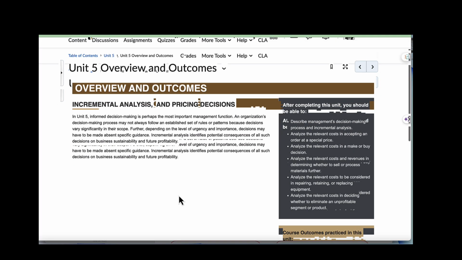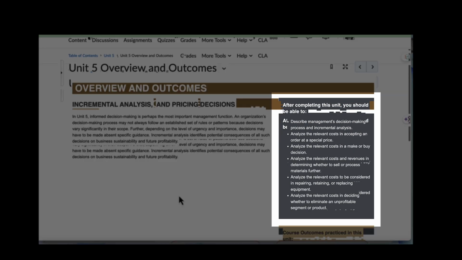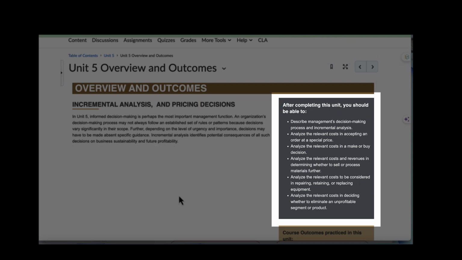After completing this unit, you should be able to describe management's decision-making process and incremental analysis, analyze the relevant costs in accepting an order at a special price, analyze the relevant costs in a make or buy decision, and also in determining whether to sell or process materials further. Additionally, analyze the relevant costs to be considered when you are either repairing, retaining, or replacing equipment, and analyze the relevant costs in deciding whether you're going to eliminate an unprofitable segment or product.